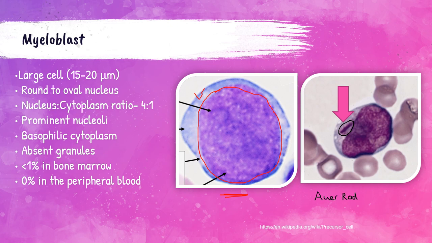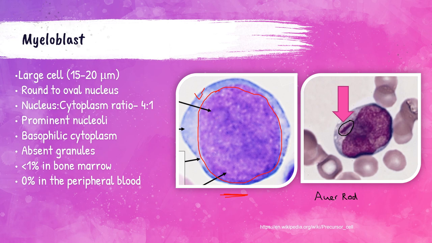So they have prominent nucleoli and basophilic cytoplasm. So what in the heck does that mean? All right, if you can see in these pictures, if you can see just a faint circle here, right? You see that? That's the nucleoli, or nucleolus, however you want to pronounce it. So those are present in blasts. You see how that is there?